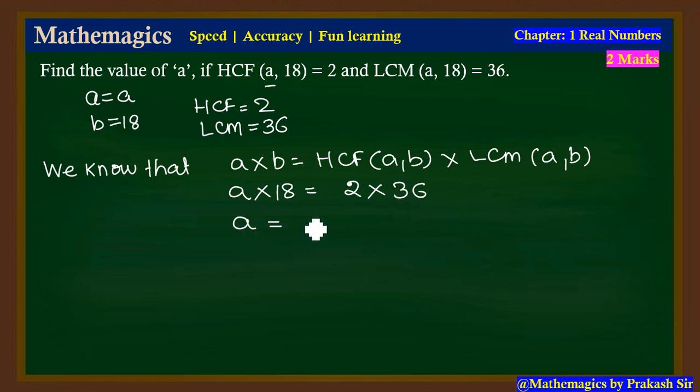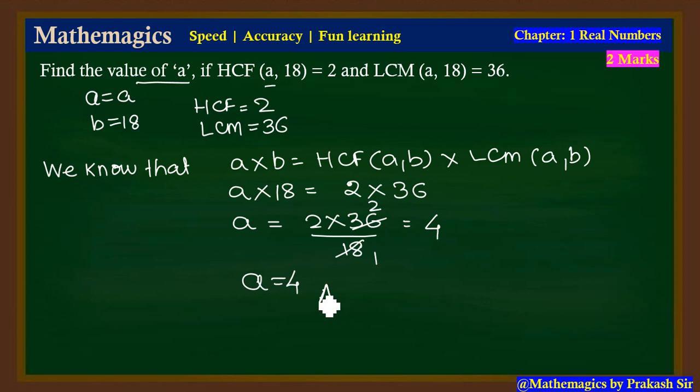A is all about 2 into 36. This 18 will come and divide here. So 18 1 ja 18, 18 2 ja 36. It means 2 2 ja 4. So dear friends, the value of A is coming 4. The question was asking to find the value of A, where we got the answer. And dear friends, I hope you have understood this.